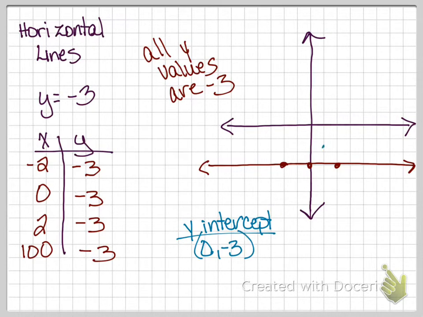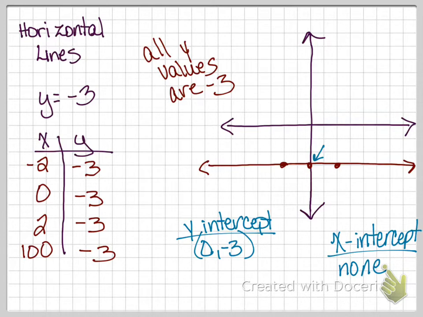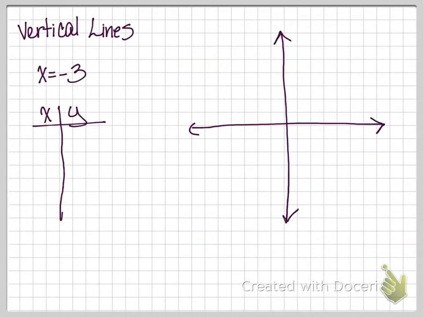There it is right there. 0, -3. What's my x-intercept for this one? Where does it cross the x-axis? It does not. There is not an x-intercept. We are running parallel to the x-axis, so we don't cross it. Can I move off this? Is that okay? Now we're going to do a vertical line.